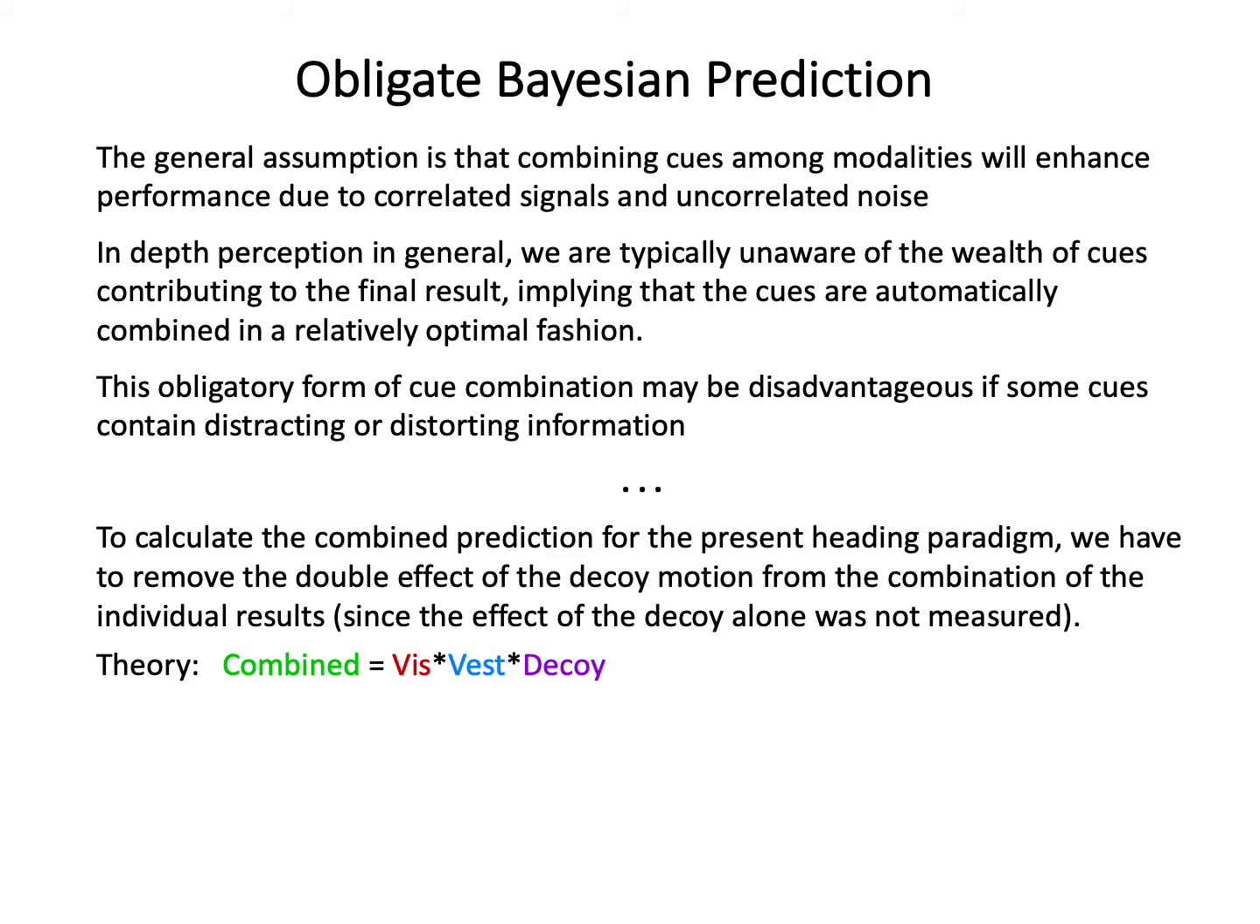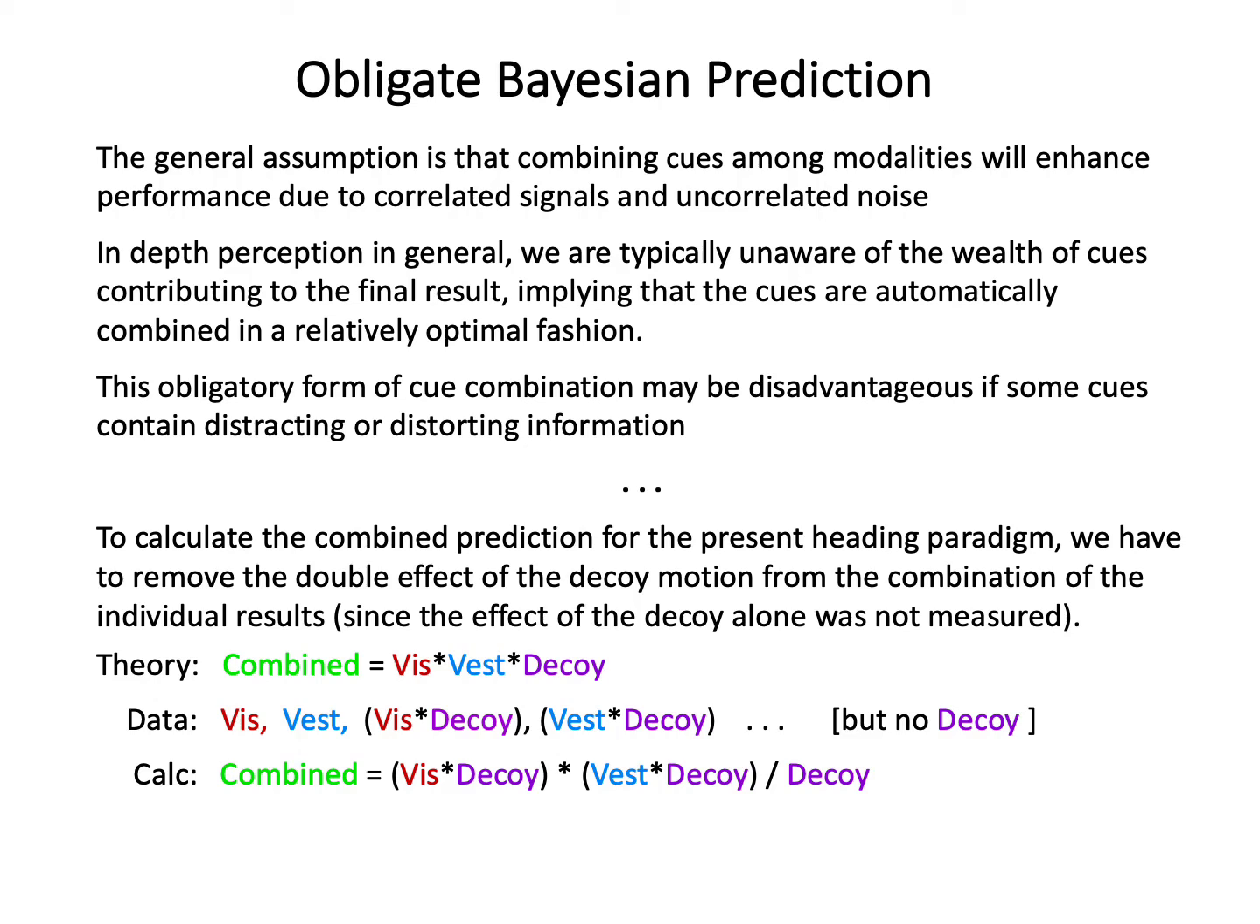So, the theory is that the combined distribution is equal to the product of the visual, the vestibular, and the decoy distributions. For the data, we have the visual alone, the vestibular alone, the visual plus decoy, the vestibular plus decoy, but no decoy alone. So to calculate the prediction for the combined distribution, we need the product of the visual plus decoy condition and the vestibular plus decoy condition divided by some measure of the decoy condition alone.